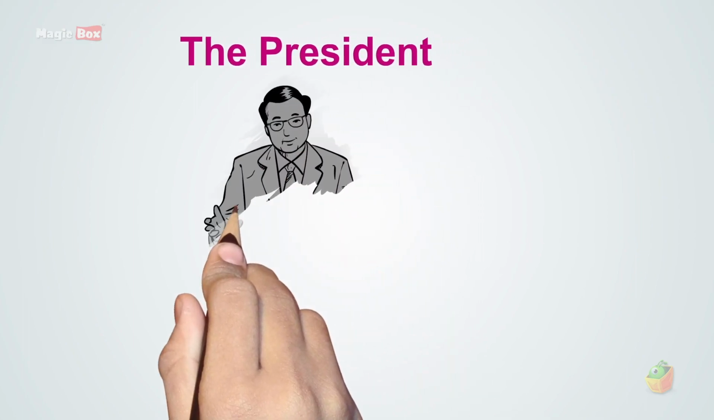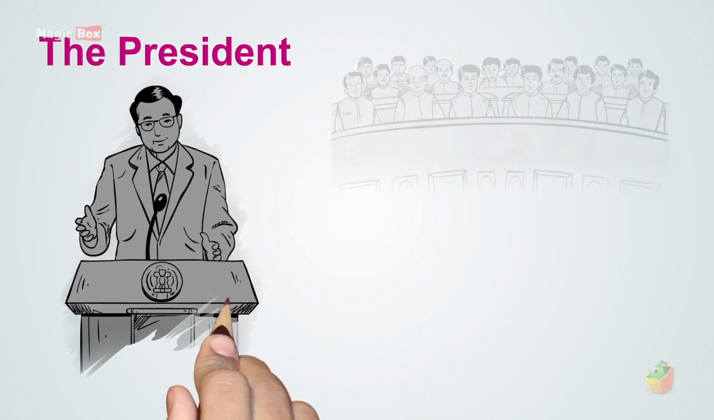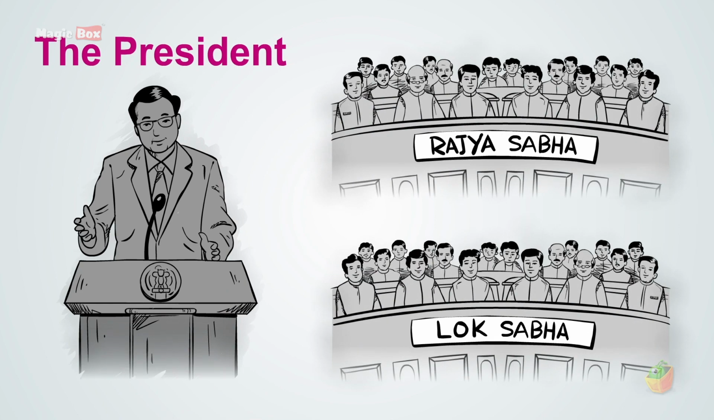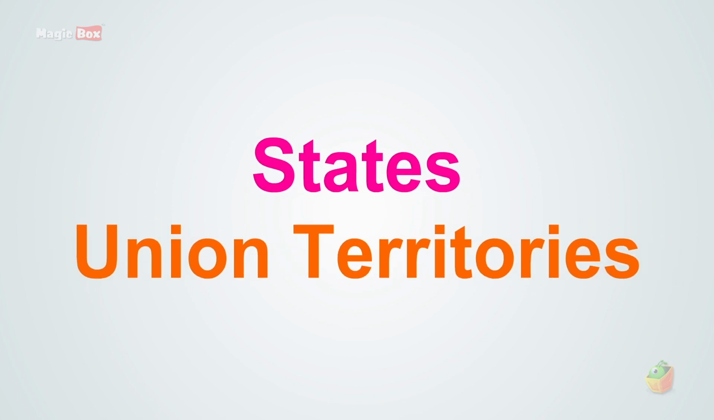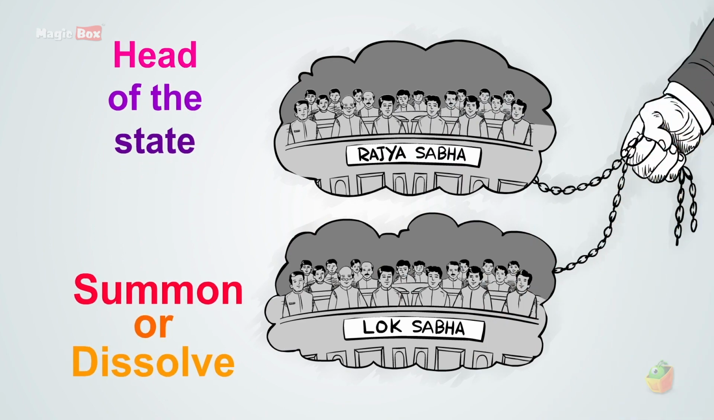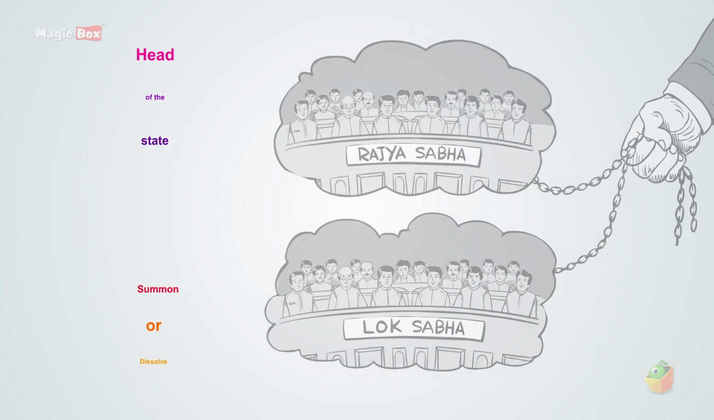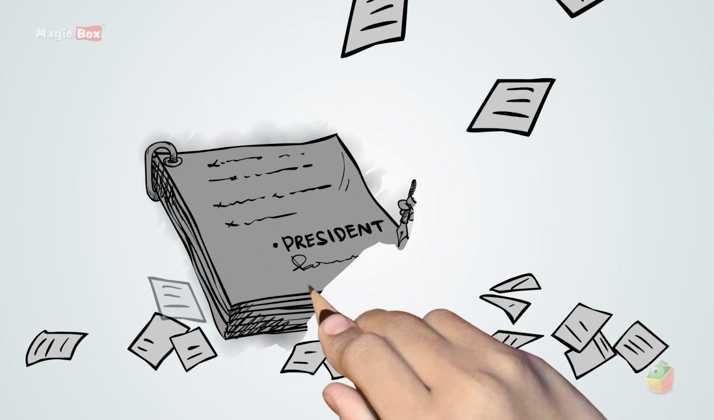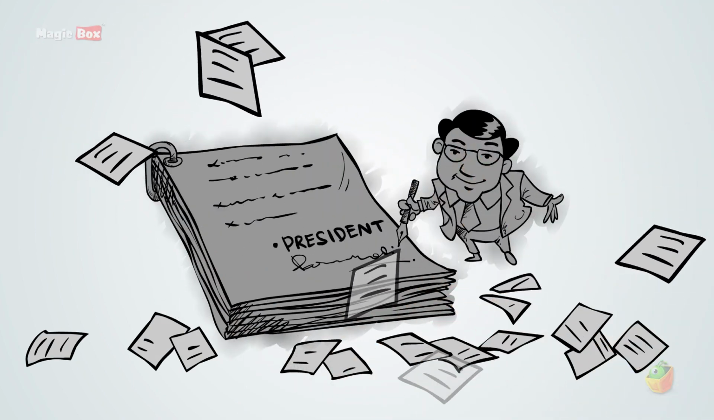President. The President of India is elected by the elected members of the Houses of Parliament as well as the elected members of the legislative assemblies of states and the union territories. The President is the head of the state. He can summon or dissolve either of the houses of the Parliament. His consent has to be given for any bill that has been passed by both houses to become law.